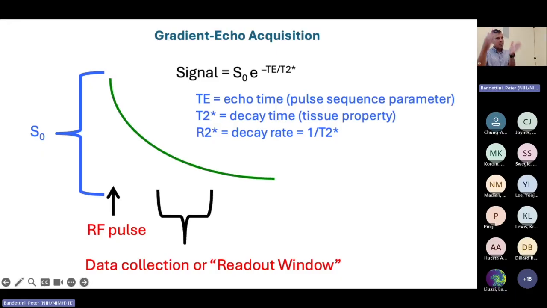So you have echoplanar imaging. And this readout window is about 20 to 30 milliseconds, typically. So the signal is an exponential decay. It starts out with the initial amount of magnetization. And you have the echo time, you have T2 star, and a lot of people use R2 star, which is just simply 1 over T2 star. It's the decay rate as opposed to the decay time.